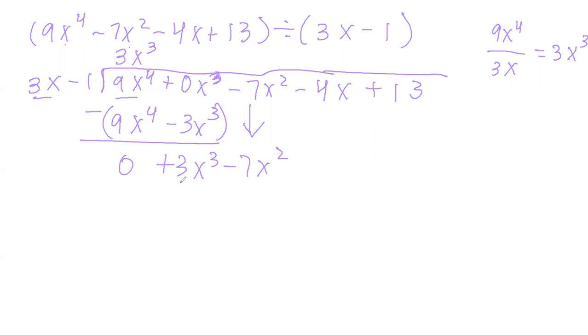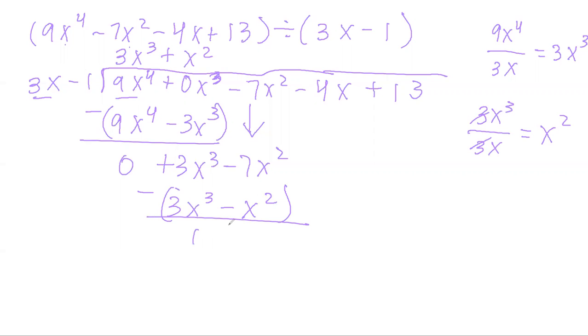So I look at now, okay, what do I get? What do I multiply 3x by to get the 3x cubed? So you can see it as, okay, 3x cubed divided by 3x, which is just x squared. So I'm going to put plus x squared. Multiply, right? So I have 3x cubed minus x squared. So I'm going to subtract. So I have 0, negative 7 minus a negative x squared. So this is essentially saying negative 7 plus 1. So I get minus 6x squared.